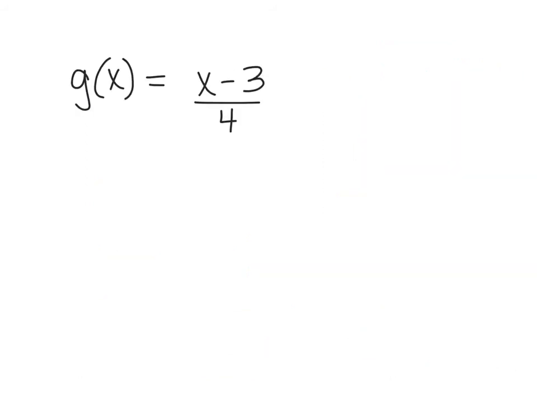I'm going to do it the second way for this one. So I'm going to replace this with y equals (x minus 3) over 4. Okay, your next step, remember, switch the x and the y. So I'm going to put an x here. I'm going to put (y minus 3) over 4.